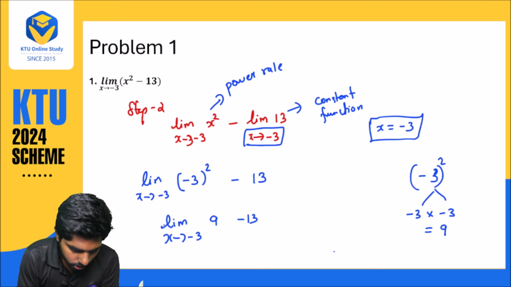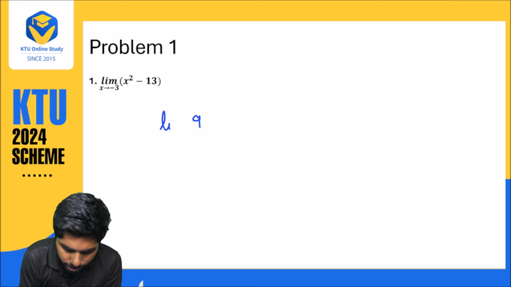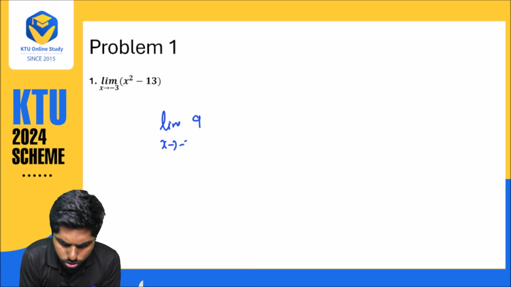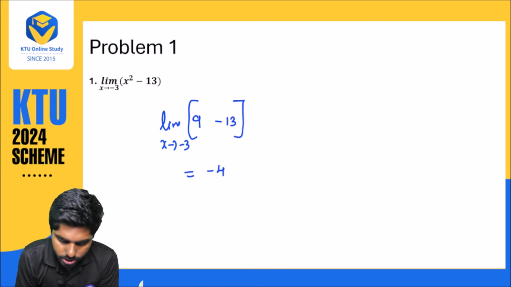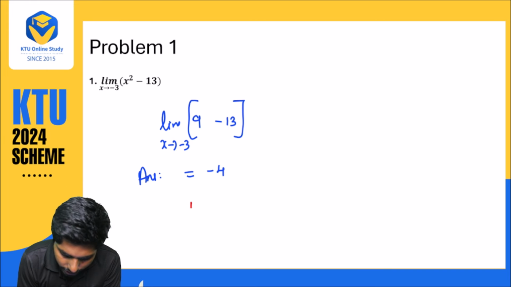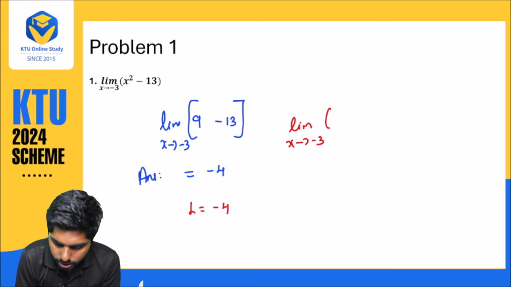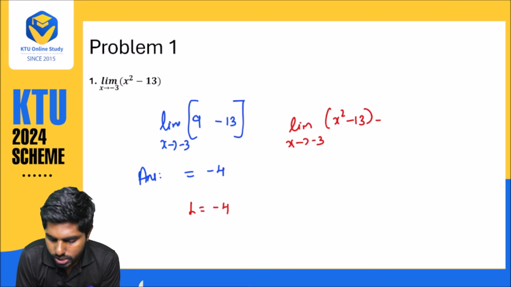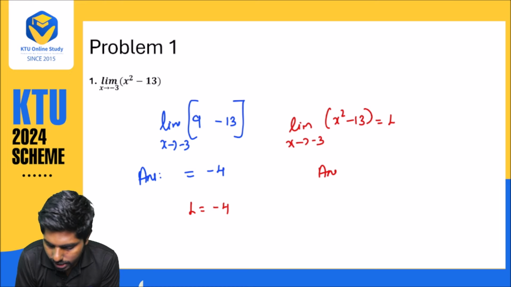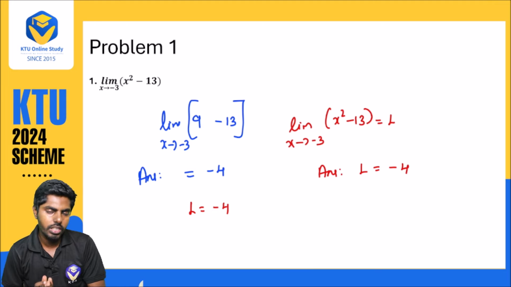That is nothing but what? Limit x approaches minus 3 of 9 minus 13. That is nothing but we will be getting minus 4 as an answer. Our answer is minus 4. That means our L value is equal to minus 4. That is limit x approaches minus 3 of x square minus 13 is equal to L. Our answer L is equal to minus 4. Okay, this is the way you want to present the sum.